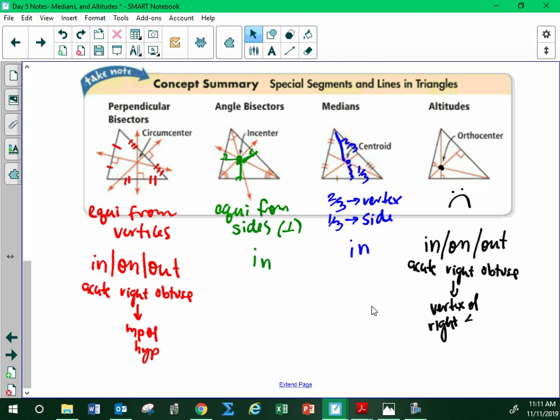Is there one that did not get worksheet 4? Need one more.